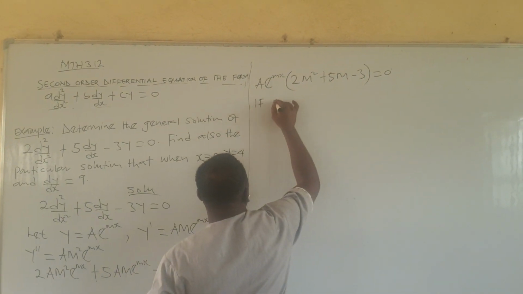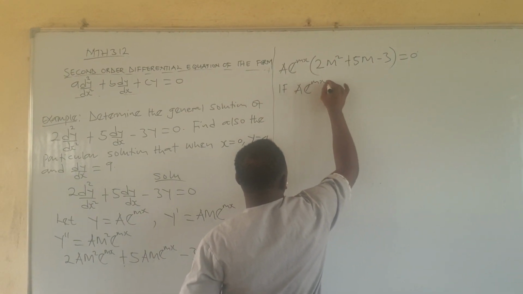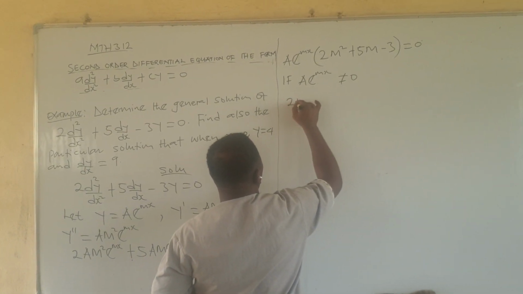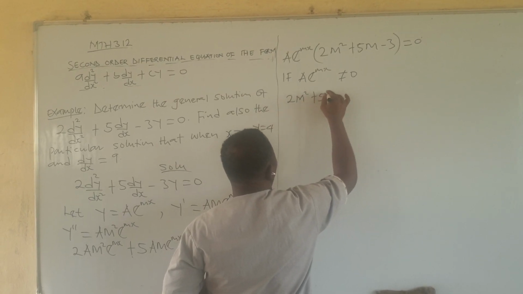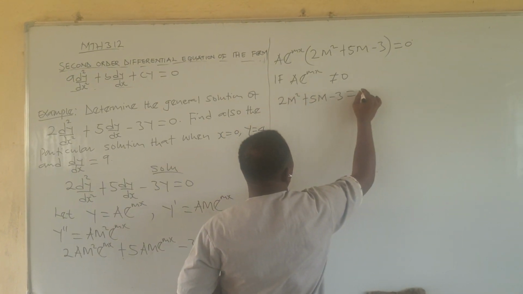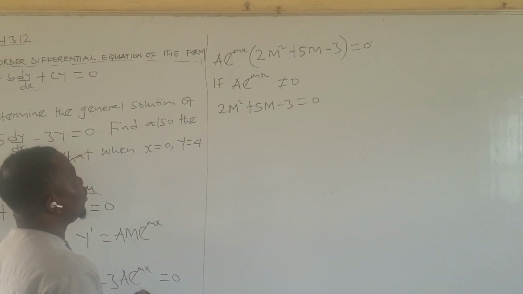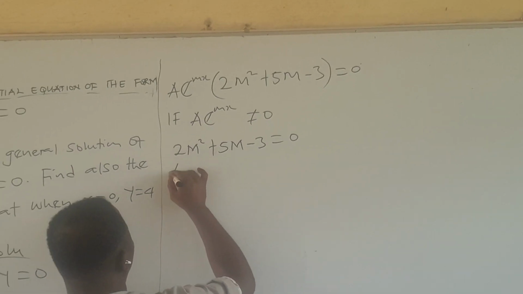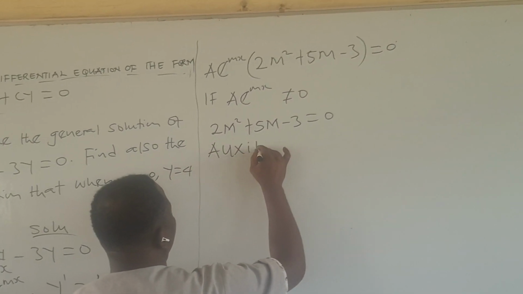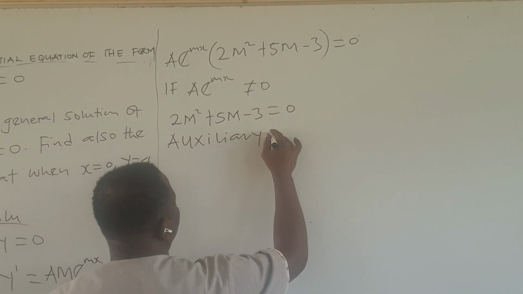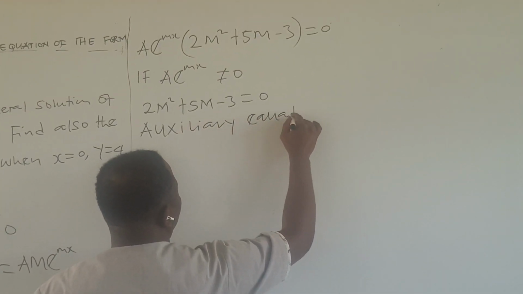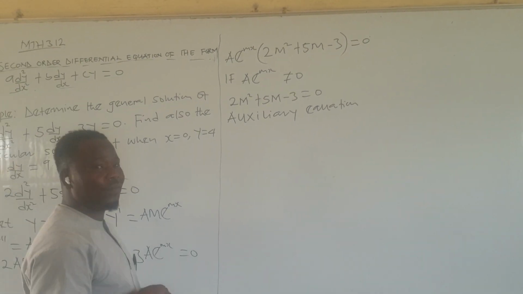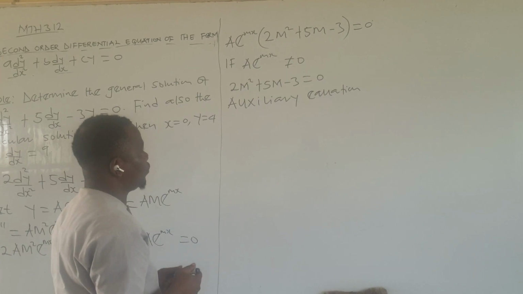Then if A exponential mx is not equal to 0, it implies that 2m squared plus 5m minus 3 is equal to 0. This is called the auxiliary equation. Now it is in the form of a quadratic equation. True or false?